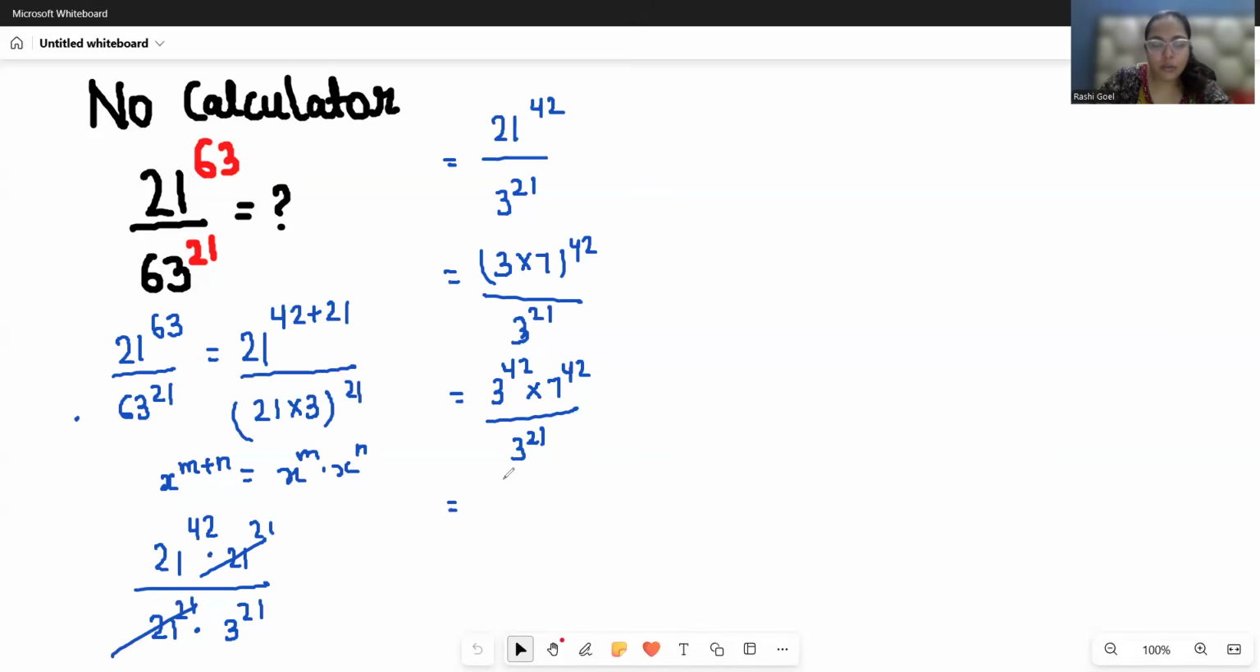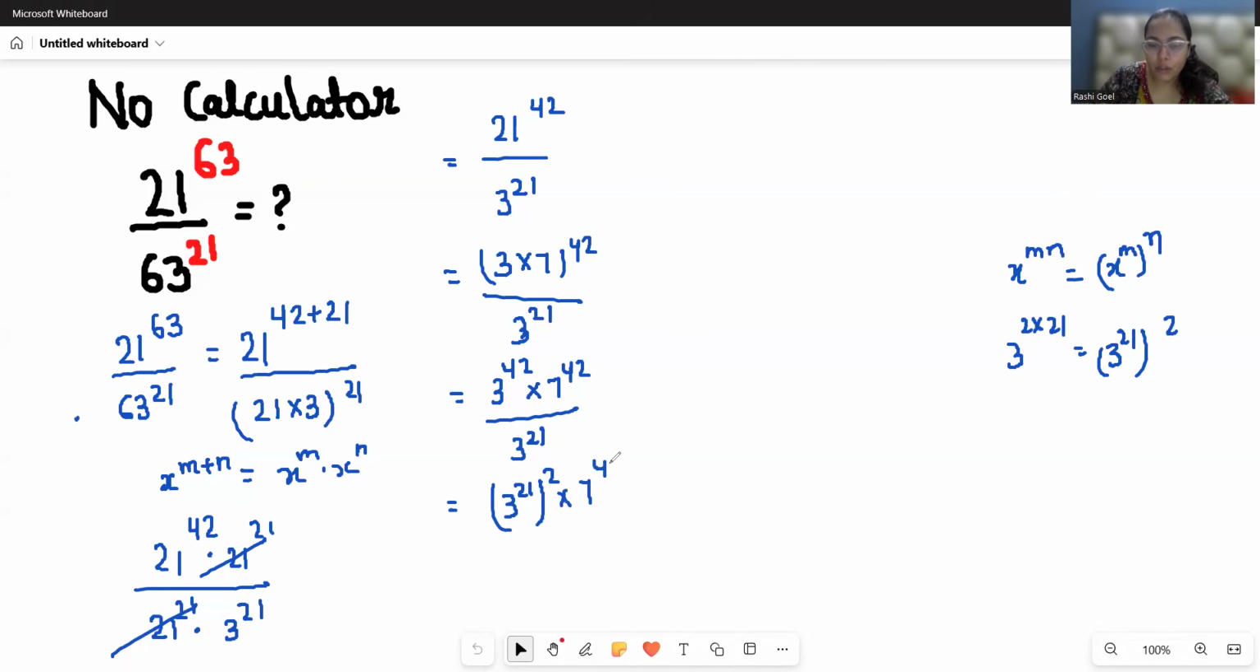Now this 42 I can break as 3 power 21 times 2, because 21 times 2 is 42, and as per the exponent rule x power mn, we can write it as x power m whole power n. So it's 3 power 2 times 21, we can write it as 3 power 21 whole power 2. Now times 7 power 42 over 3 power 21.